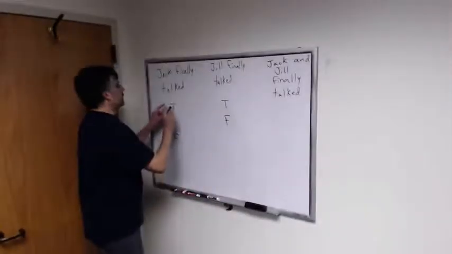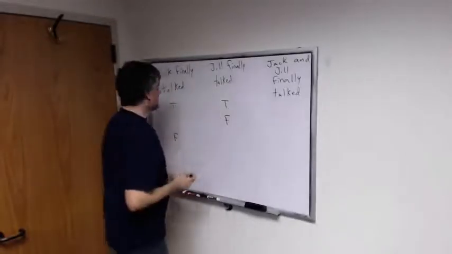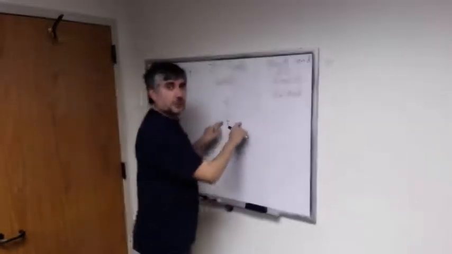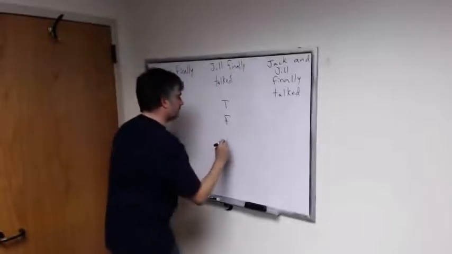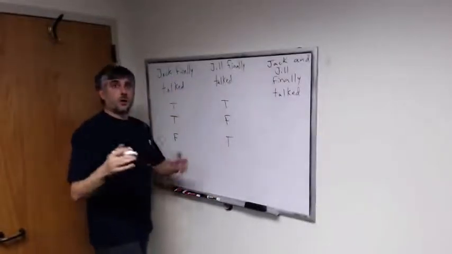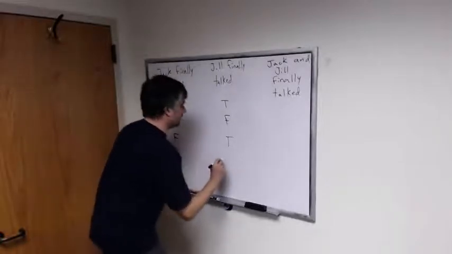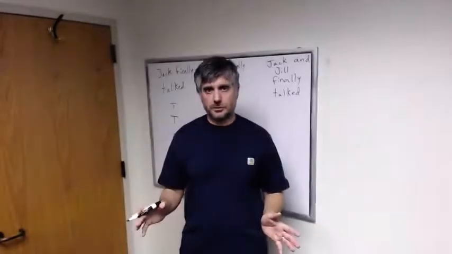Either Jack finally talked is true and Jill finally talked is true, or Jack finally talked is true and Jill finally talked is false, or Jack finally talked is false and Jill finally talked is true, or finally, Jack finally talked is false and Jill finally talked is false. Those are the four possible situations.